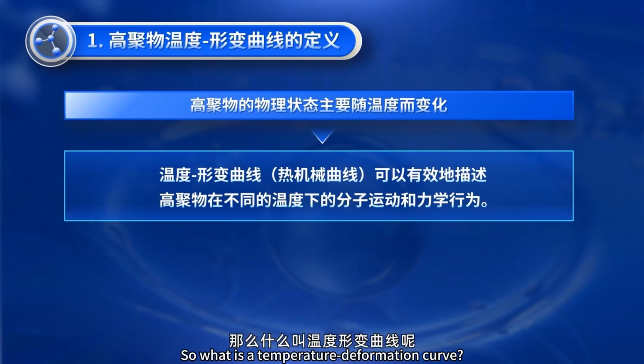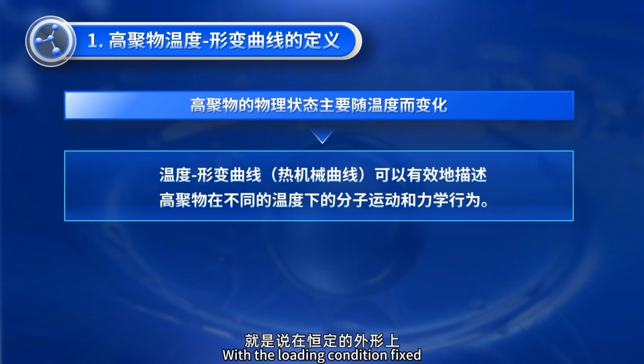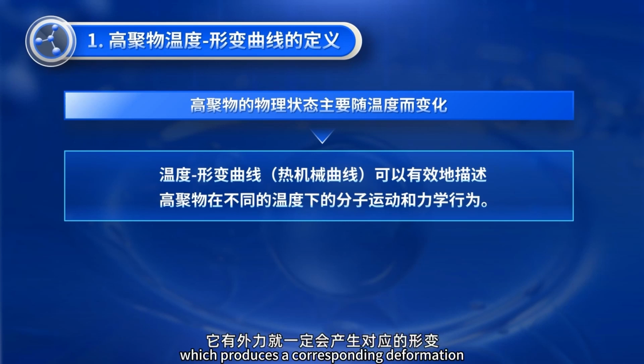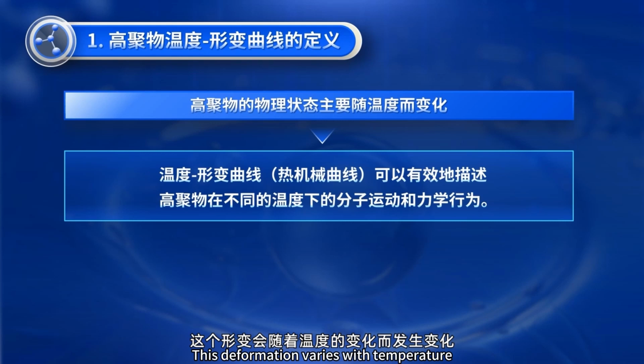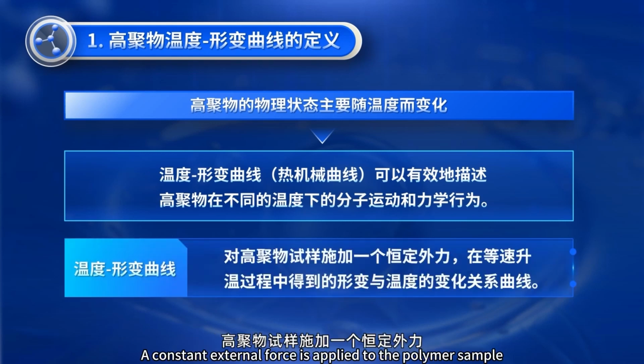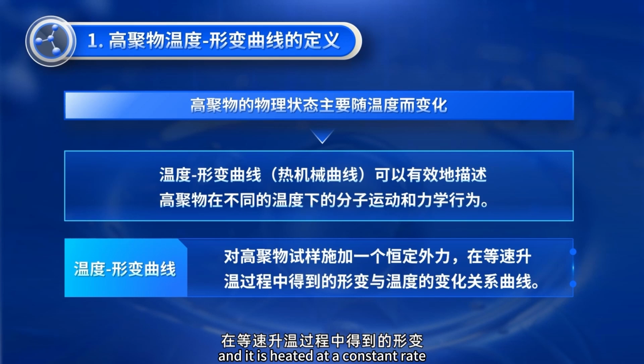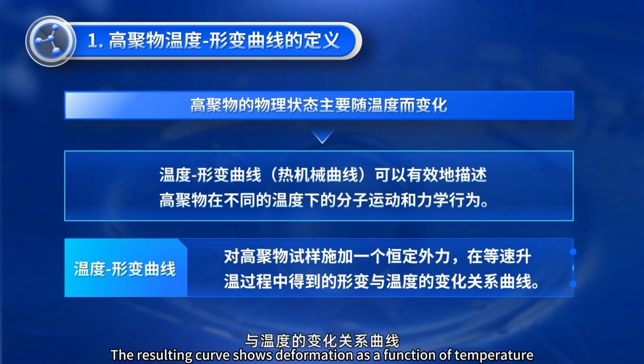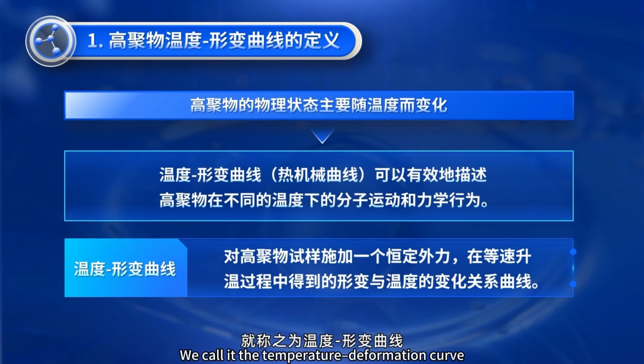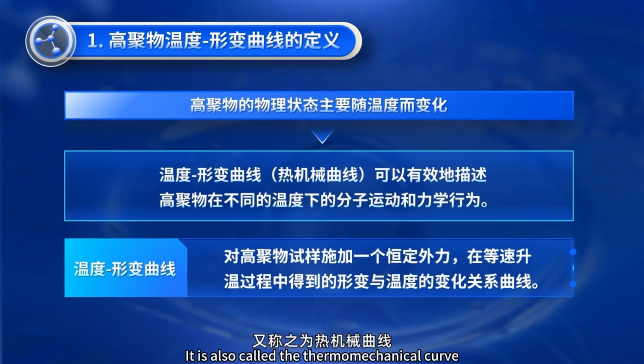So what is a temperature deformation curve? With the loading condition fixed, a constant external force is applied, which produces a corresponding deformation. This deformation varies with temperature. A constant external force is applied to the polymer sample, and it is heated at a constant rate. The resulting curve shows deformation as a function of temperature. We call it the temperature deformation curve. It is also called the thermomechanical curve.